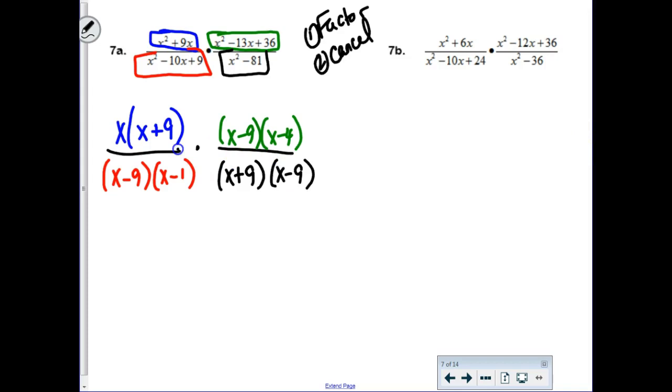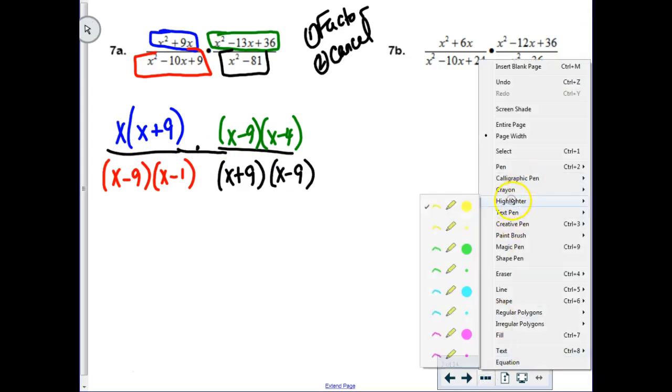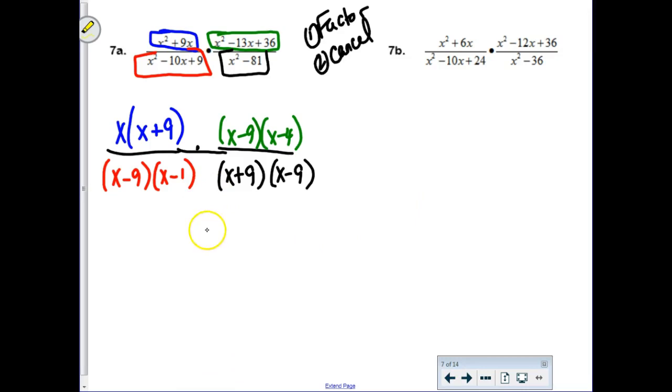And now we get to do that fun part of canceling everything. I'm going to use a highlighter since I'm out of colors here. Let's go with a really bold yellow one. Okay, the x plus 9s are gone. X minus 9, but only one of the x minus 9s can cancel with another one. And that's kind of it.